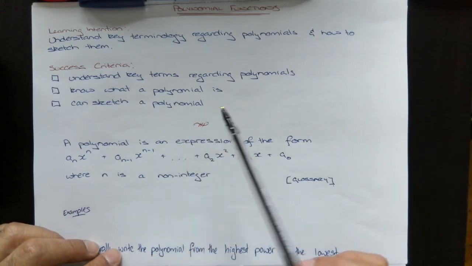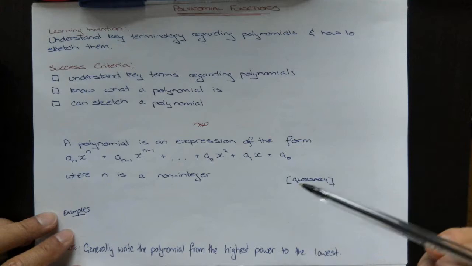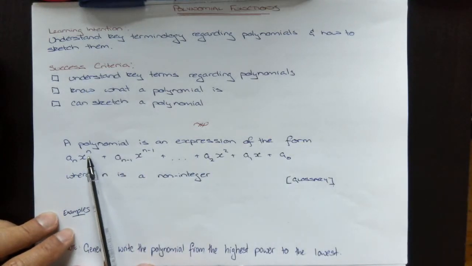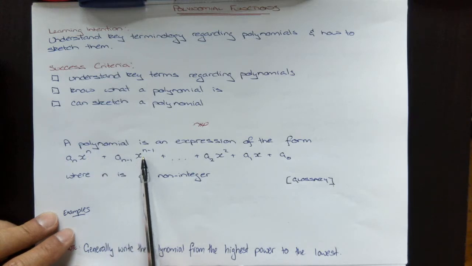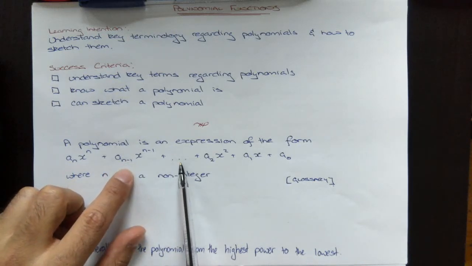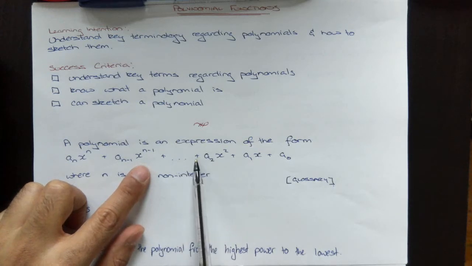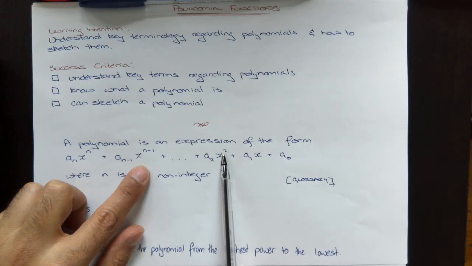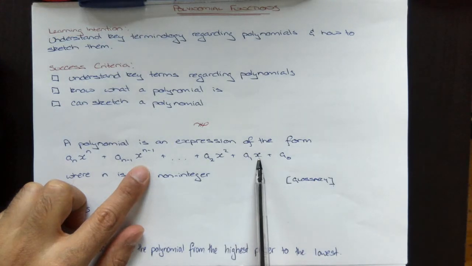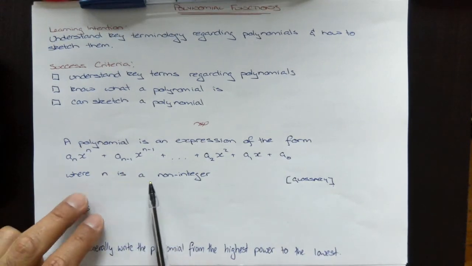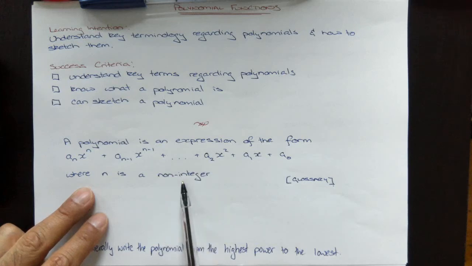a polynomial. So from our syllabus glossary, a polynomial is an expression of the form a_n x to the power of n plus a_(n-1) x to the power of n minus 1, plus the terms keep going, so a_(n-2) x to the power of n minus 2, a_(n-3) x to the power of n minus 3, all the way to plus a_2 x to the power of 2 plus a_1 x to the power of 1 plus a_0. Okay, and where n is basically a non-negative integer, so a whole number.